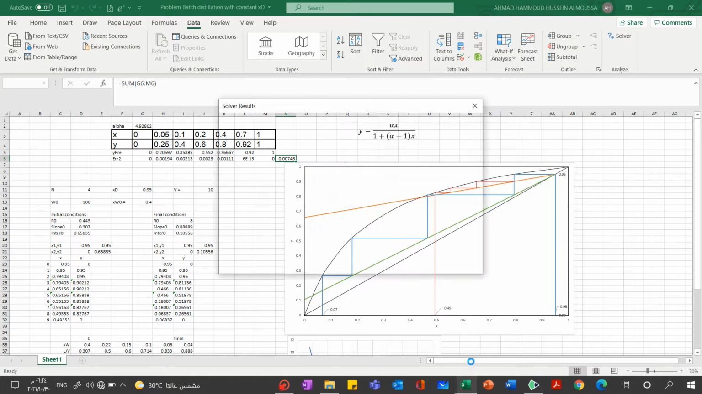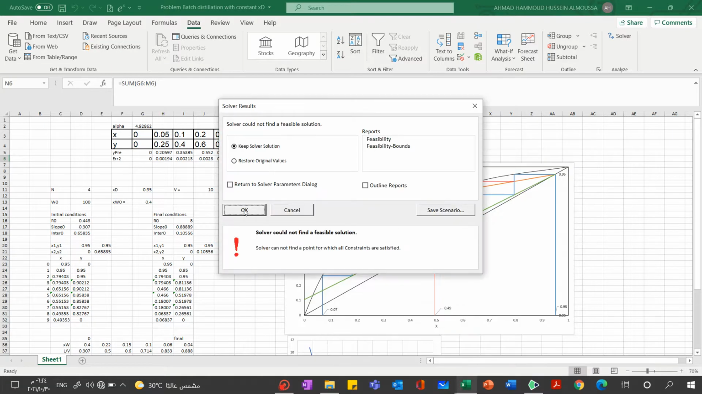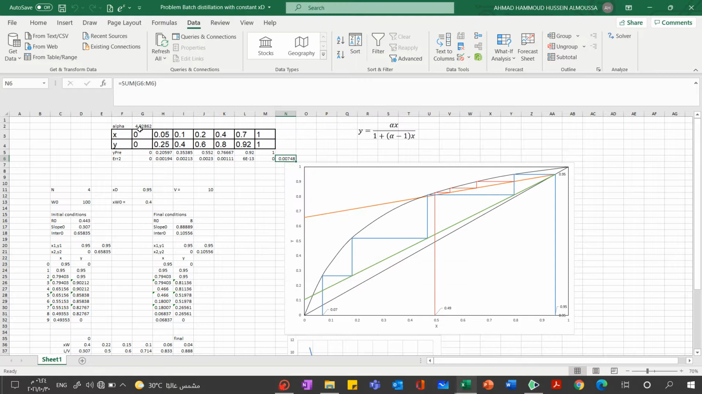Yeah. Solving. There is some problem here. I don't know why, but from what I see, it's hard for the Solver to find this number. Let me check it.